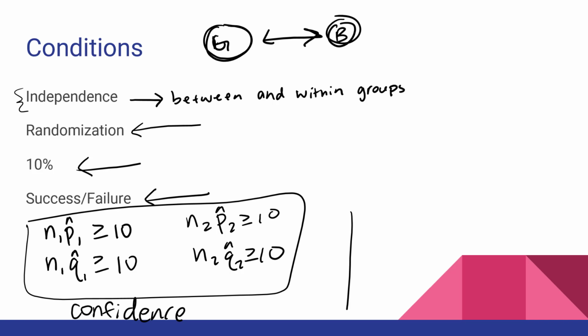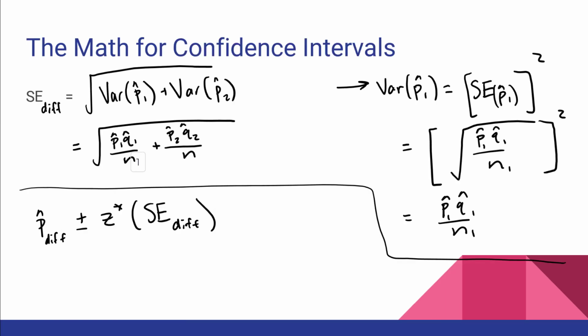But when you run a hypothesis test, things will get a little bit different, and I'll get to that in a minute. This is the math for your confidence intervals. The actual formula is down here. The stuff above looks a little bit crazy, but it's not as bad as it looks, trust me.